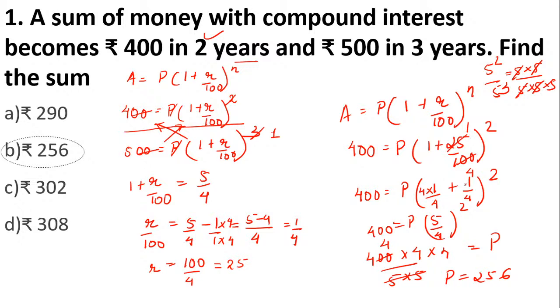4 plus 1 is 5. 5 upon 4 square. Twice it will come. So 2 times 5 will go at the bottom this side and 2 times 4 will go on the numerator side of 400. Okay. So these I just cancelled 25. 5 fives are 25 and I can cancel it with 100 actually. So then you got 256. Okay, understood?